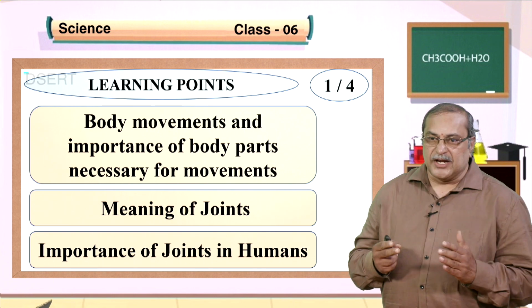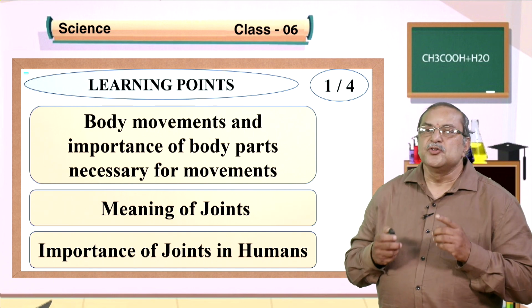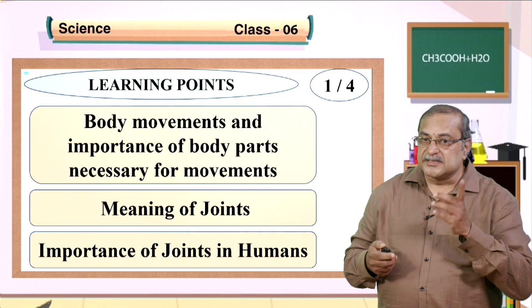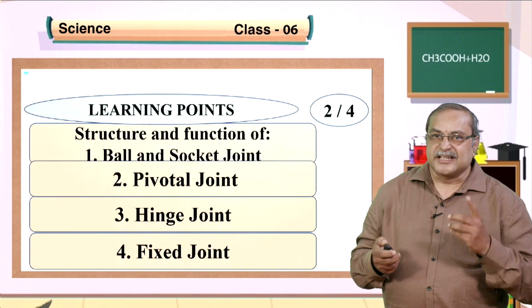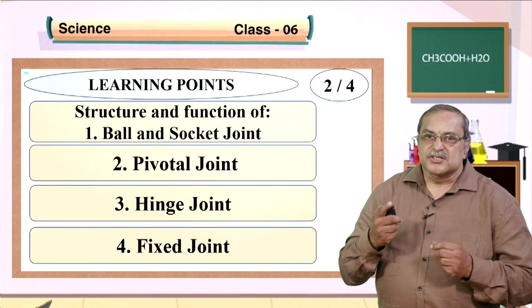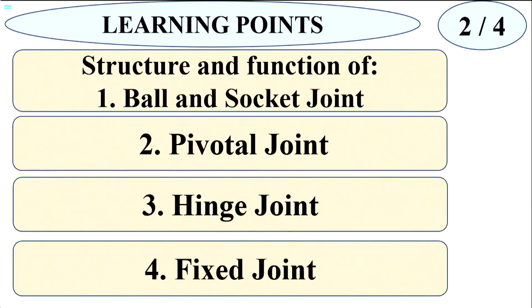So the meaning of joints and the importance of joints in human beings, that is what we are going to learn. In the second session, we are going to learn about the structure and function of ball and socket joint, pivotal joint, hinge joint, and fixed joint. These are the learning points we have in the second session.